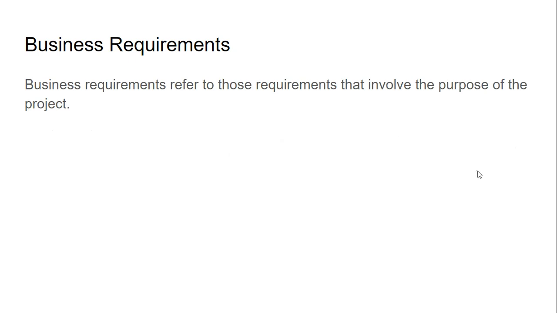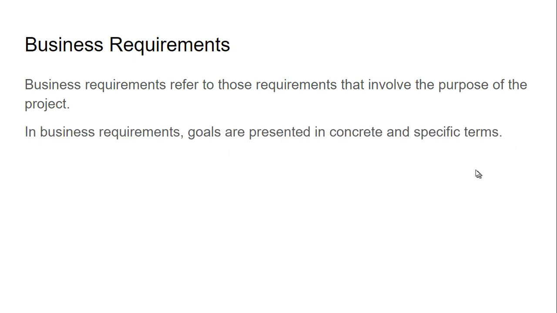So, types of requirements. In our last video, we spoke a lot about requirements, but in this video, we'll be talking about the types of requirements that are available out there, right? So business requirements. That's the first type of requirement. Business requirements refer to those requirements that involve the purpose of the business. So the whole purpose of the business is covered in the business requirement.